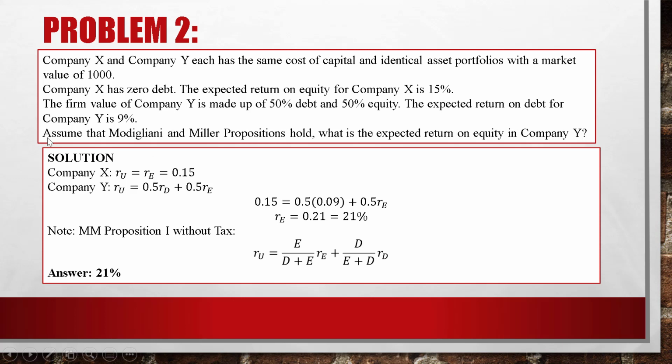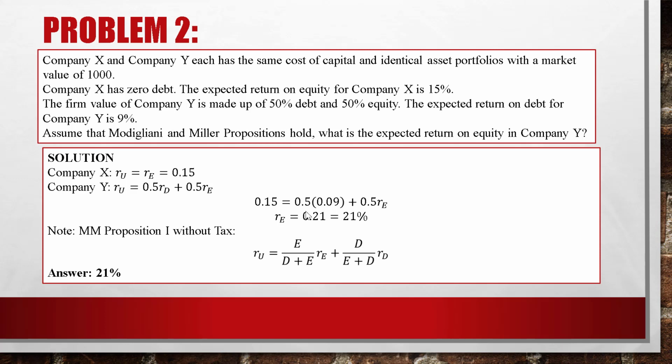So we have a new equation. 0.15 is equal to 0.5 times 0.09 plus 0.5 times RE. And this is just a simple linear equation, so go ahead and solve for RE. We got RE is 21%.